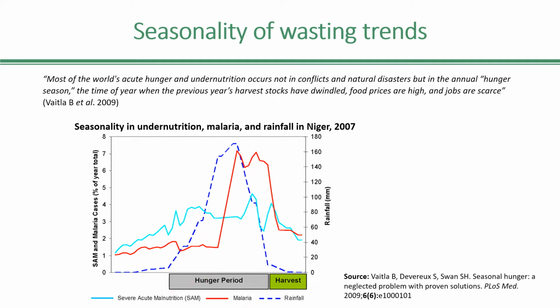Also corresponding with the hunger period, we have an increase in the number of cases of severe acute malnutrition, shown by the light blue line here, and this peaks just slightly after the height of the rainy season. We also see that we have increased number of cases of malaria in the hunger period, shown by the red line, which again closely follows the rainfall pattern with a slight lag. So in summary, we have an overlapping hungry period, rainy season, peaks in malaria, and peaks in severe acute malnutrition, all aligning together.